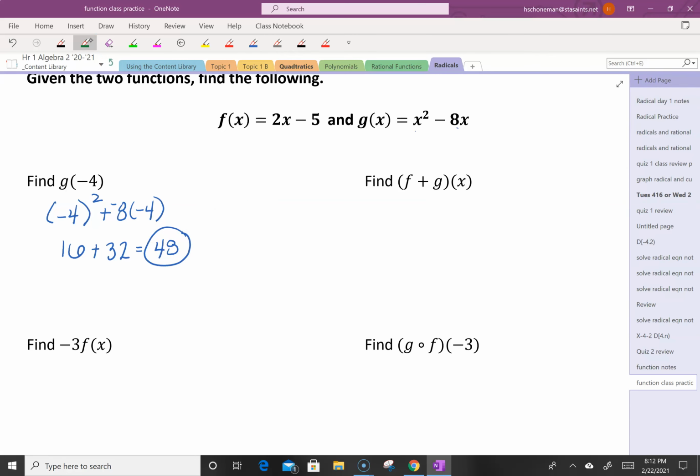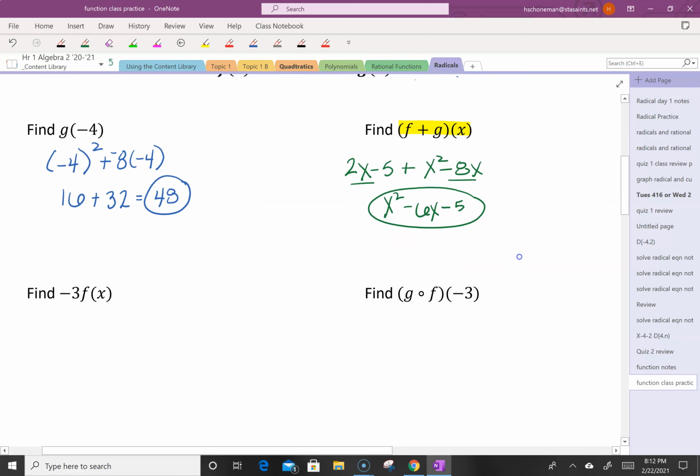Okay, let's try the next thing. Because they left an x there, they're saying don't plug anything in, just add function f and function g. So this right here is just like our rules, the directions. So we're just following directions. We're going to add f, 2x minus 5, to g, which is x squared minus 8x. All we need to do is combine like terms. But when we write our final answer, we want to write it in standard form, so the highest degree first. So we're going to have x squared, and then -6x, and then minus 5. And that's our final answer.